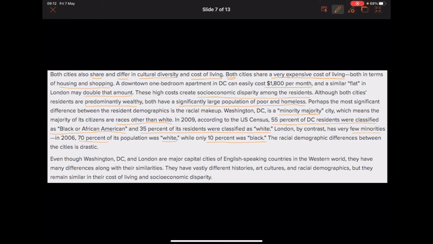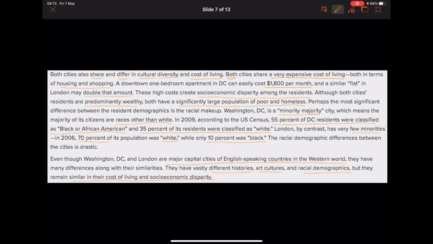Okay. It then goes on to say, finally, even though Washington, D.C. and London are major capital cities of English-speaking countries in the Western world, they have many differences along with their similarities. They have vastly different histories, art, cultures, and racial demographics, but they remain similar in their cost of living and socio-economic disparity.